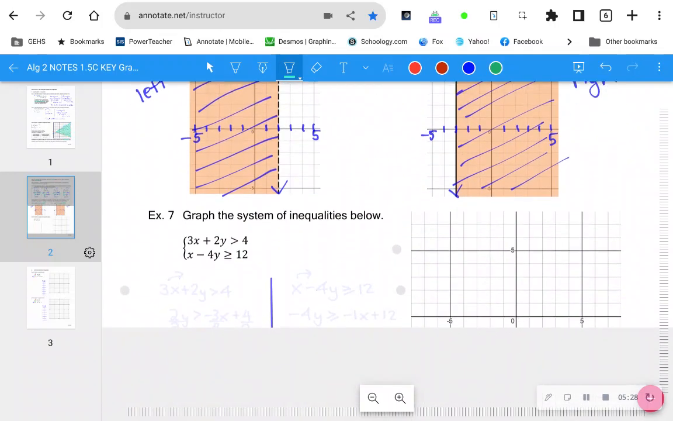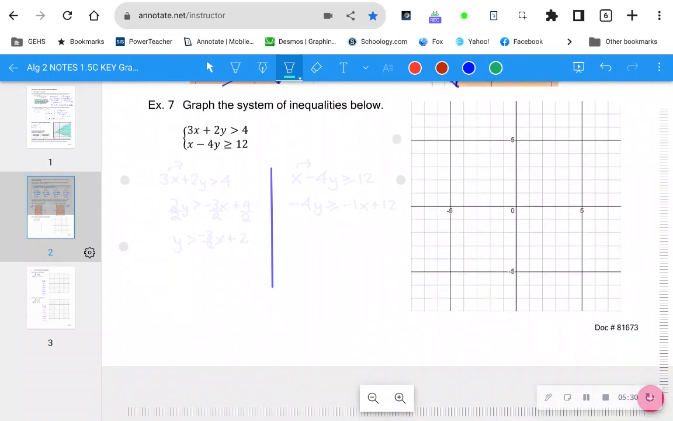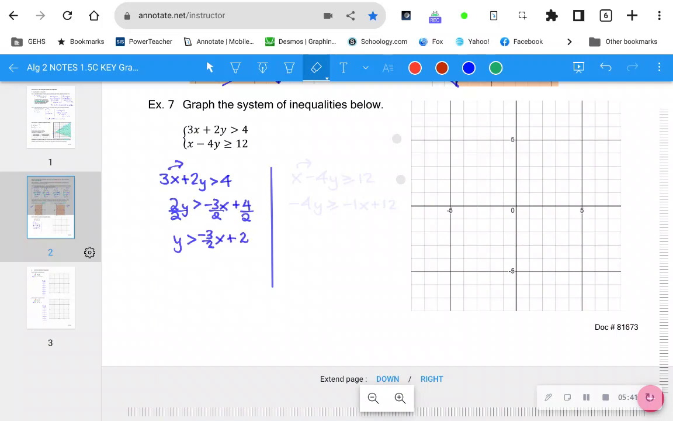Okay, so we got a system of inequalities to graph here, and I'm just going to take you through the whole process. You're going to solve for Y, and you'll see me do that here. I took the like term, the 3x, over to the other side and divided by +2. In the process, that does not change the inequality. They still point the same direction all the way through the problem. And when you get down to the bottom, you can make your decision.